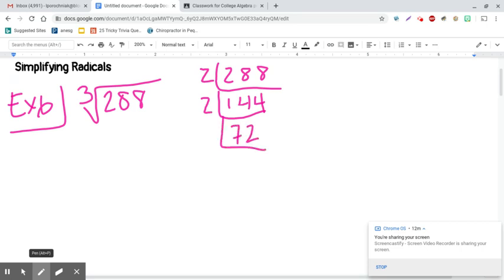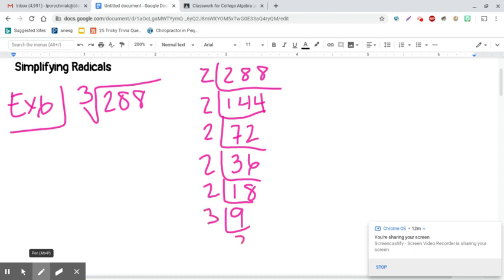All right. 72 is also even, so we can divide that by 2, which gives us 36, which is also even, which we could divide by 2, which gives us 18, which can also be divided by 2, which gives us 9, which cannot be divided by 2 because it is not even, but it can be divided by 3, so we're going to divide it by 3.